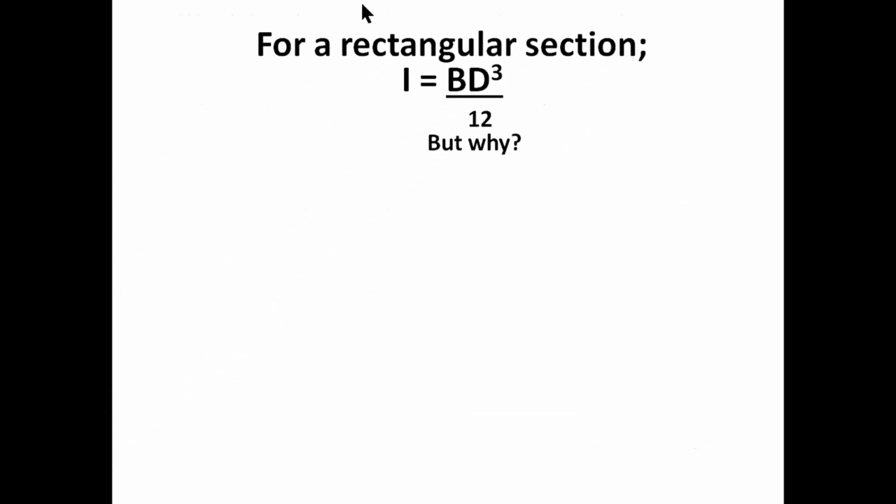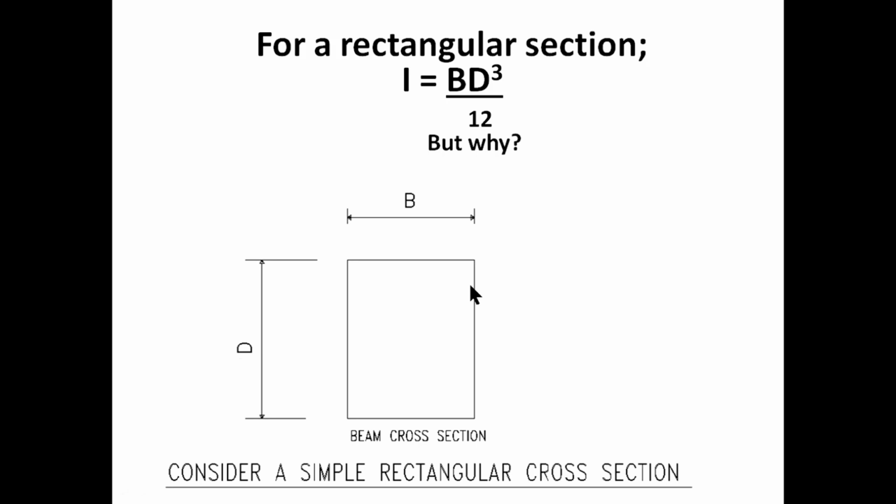Okay, most of us remember the formula for the second moment of area of a rectangular cross-section to be bd cubed over 12. But where in the world did that come from? How and why? Well, let us find out. Say we have a rectangular cross-section with a width b and a depth d. There are 4 main steps we need to look at during this process.